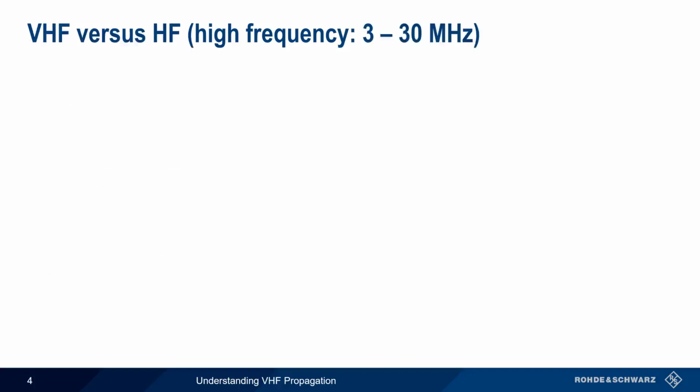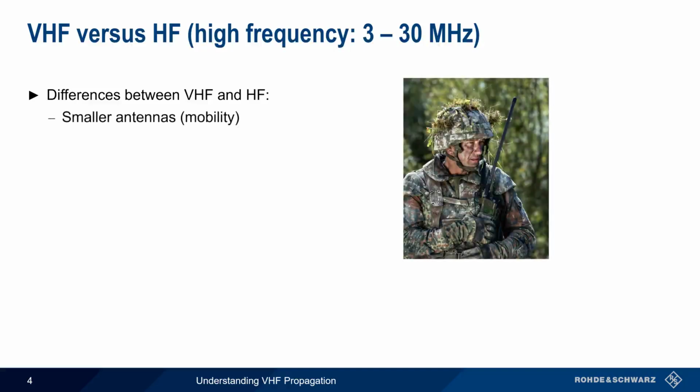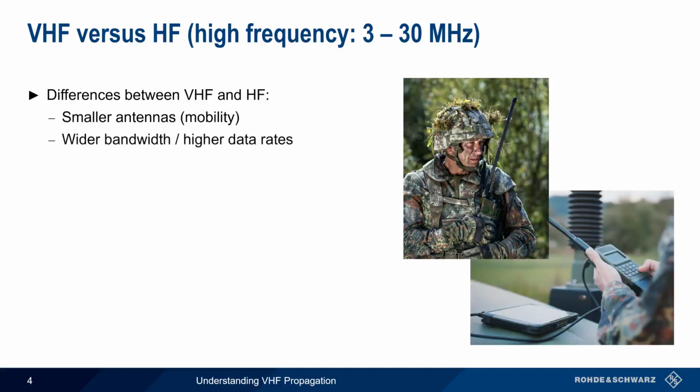Propagation at VHF is usually quite different from propagation at HF, so it might be helpful to start by talking about some of these differences. One advantage of VHF over HF is that antennas are physically smaller due to the shorter wavelengths. This makes VHF more suitable for mobile or portable use, either with handheld radios or on platforms such as vehicles, ships, and aircraft. VHF also enables much wider bandwidths to be used, and this in turn increases the data rates on VHF compared to the more bandwidth-limited HF.